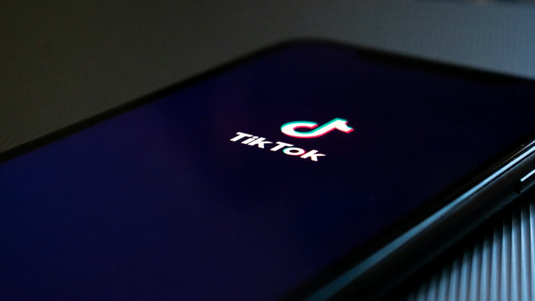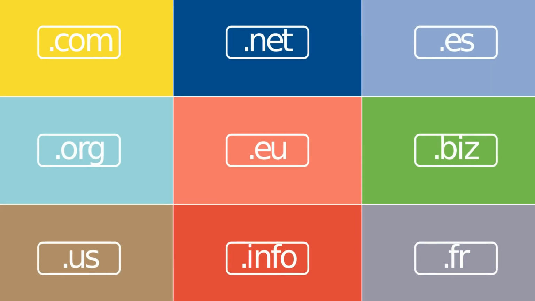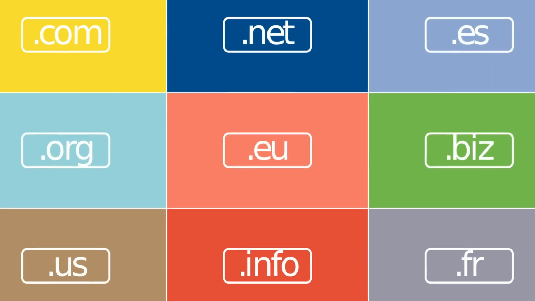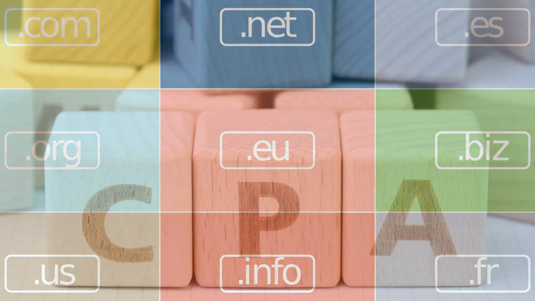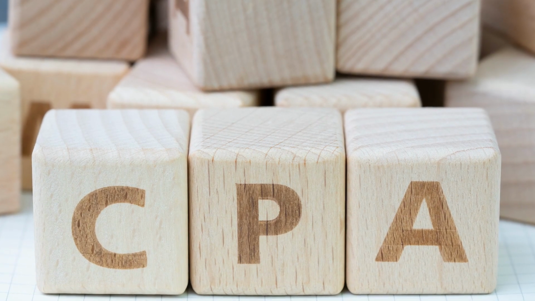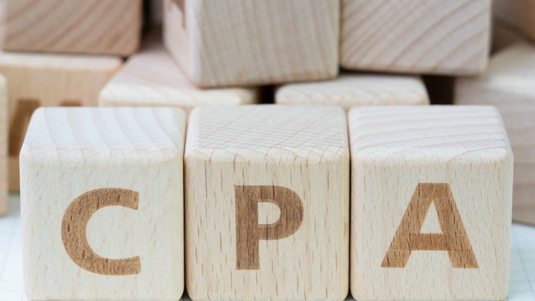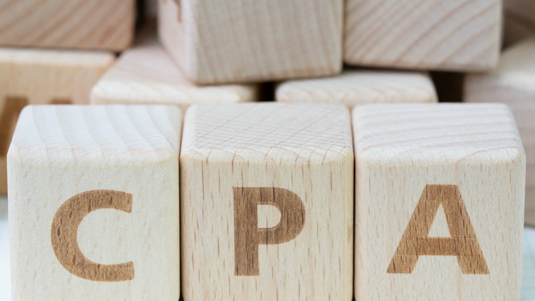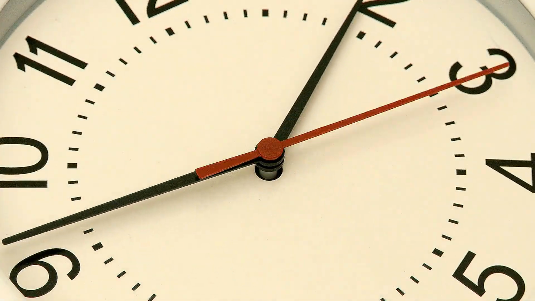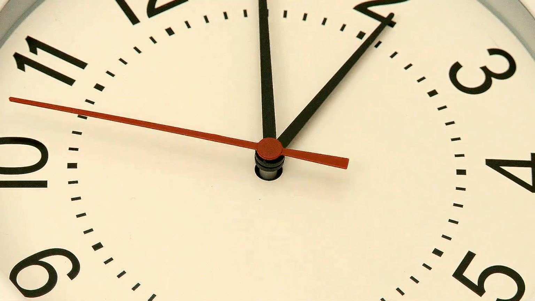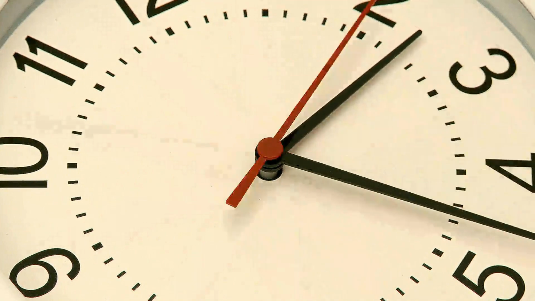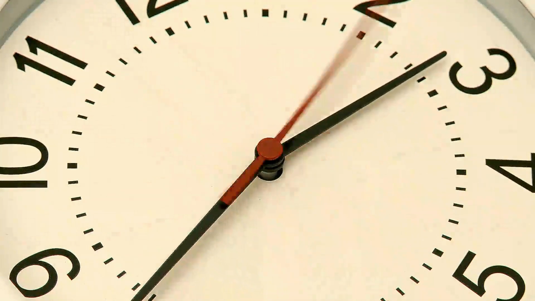Number 1. TikTok account. Number 2. Domain and landing page. Number 3. CPA network account, like OG Ads or CPA Build. Number 4. Time. This method is completely manual, so you have to spend some time for sure. Okay, now let's jump into more details.